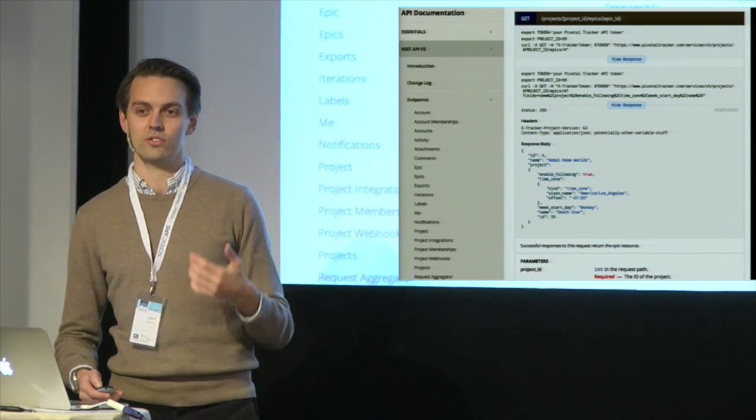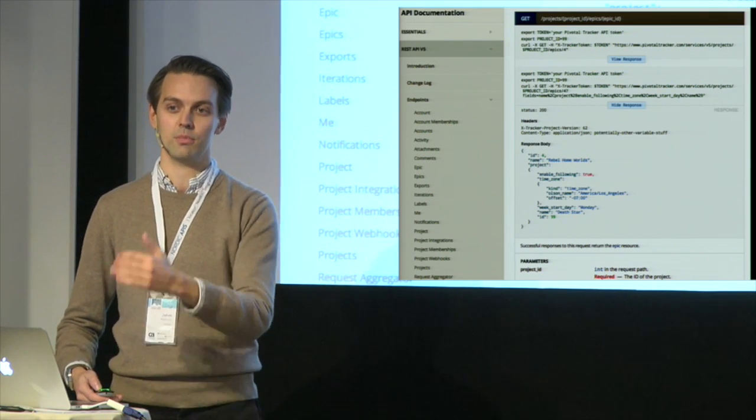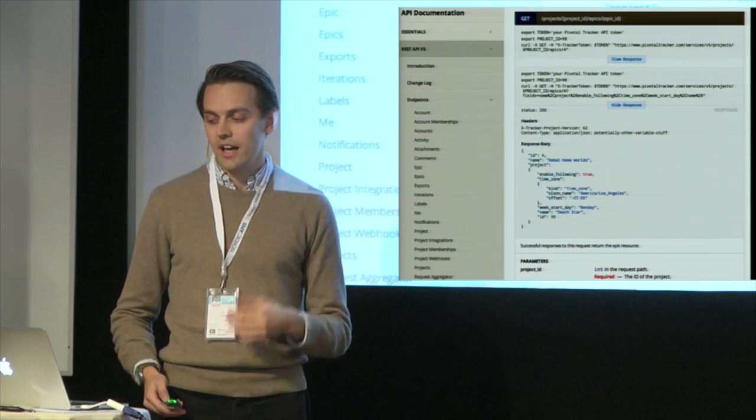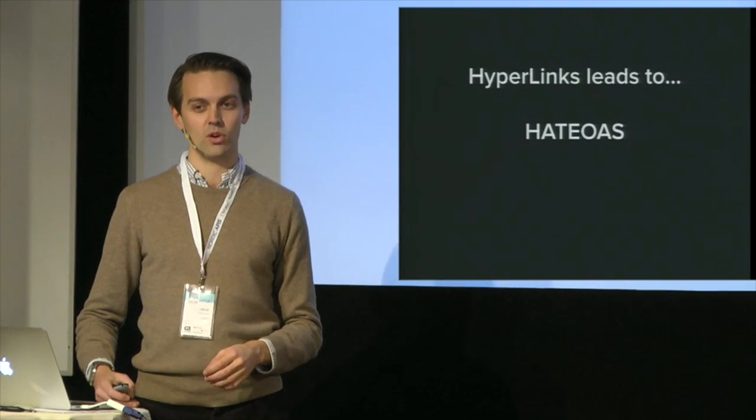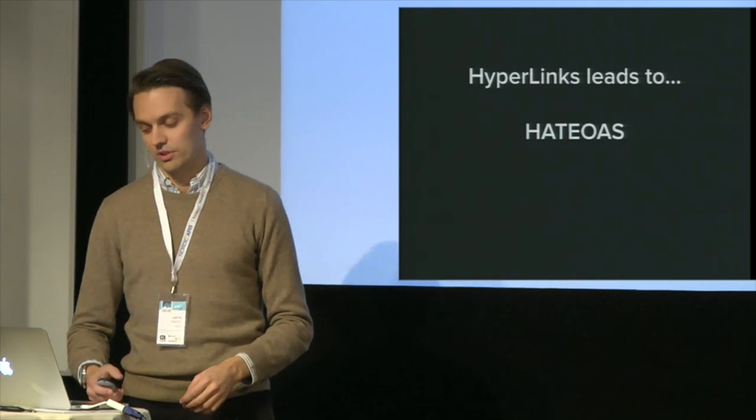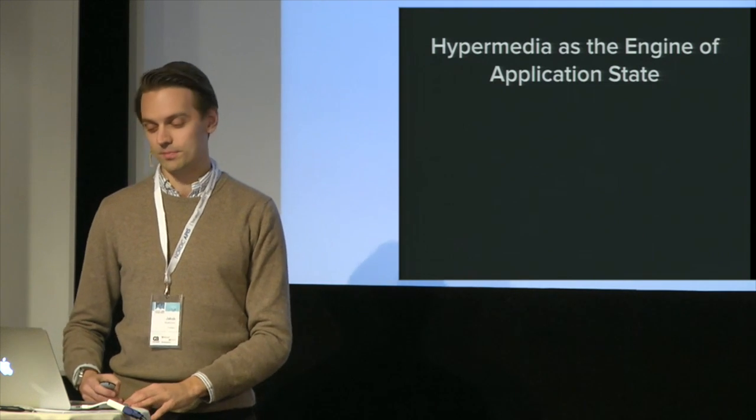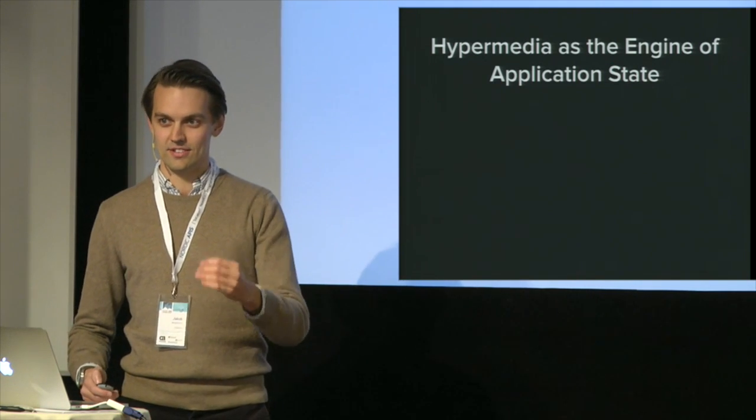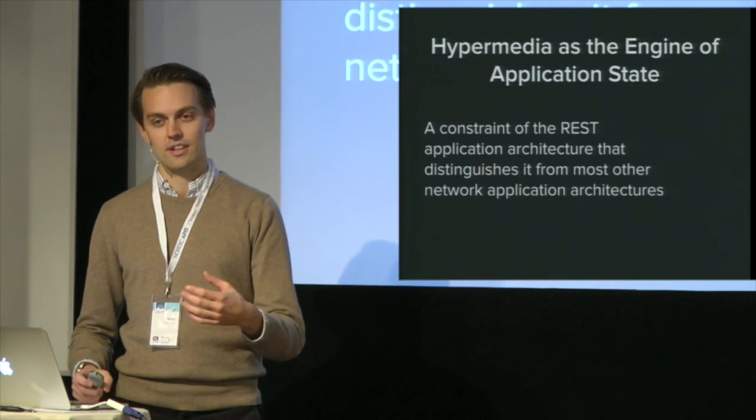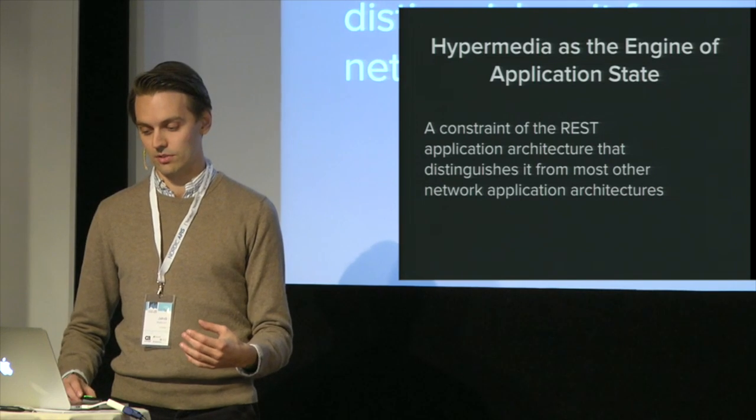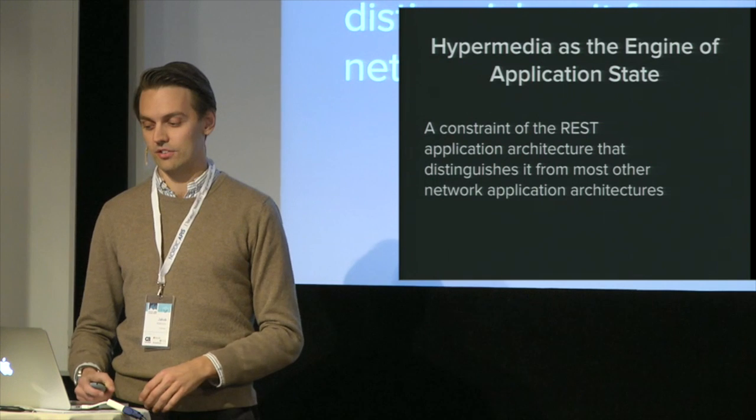So what we want is to insert hyperlinks here to make this data have an actual explicit relation that a machine can follow right away. And when we insert the hyperlinks, we end up with something called HATEOAS, which is short for Hypermedia as the engine of application state. And this is where REST is really different from other architectures. So it's like a constraint built into REST that distinguishes it from other architectures.